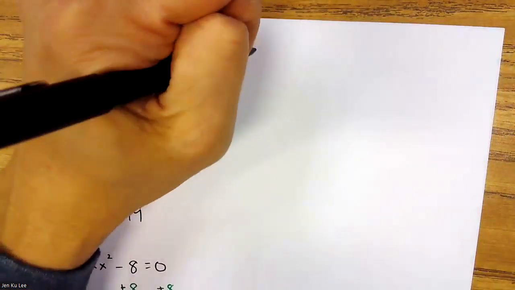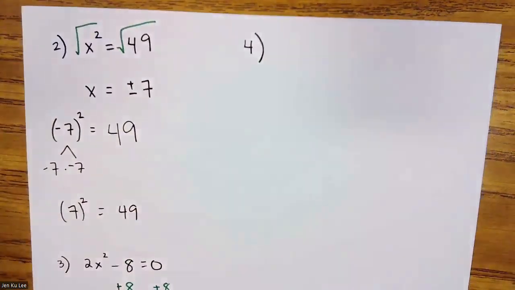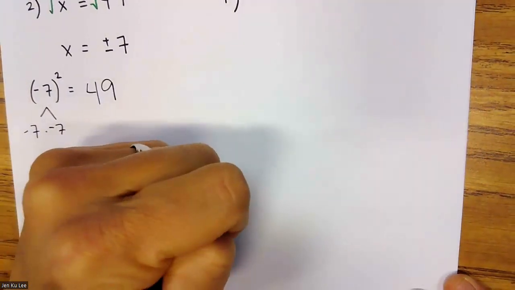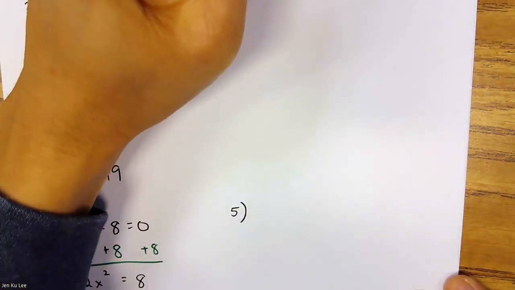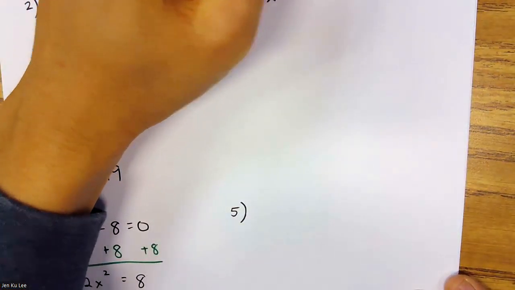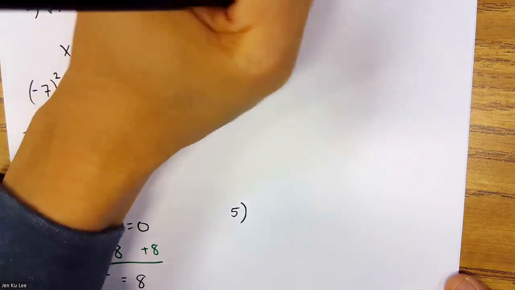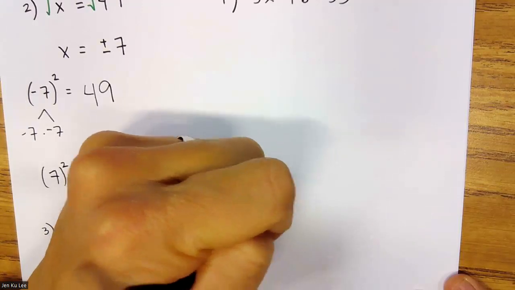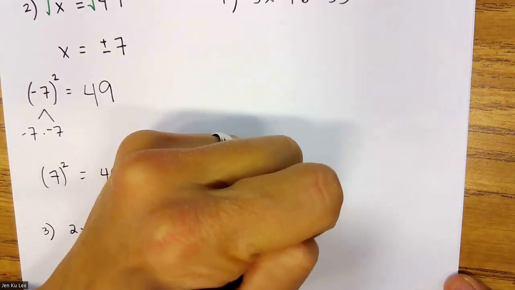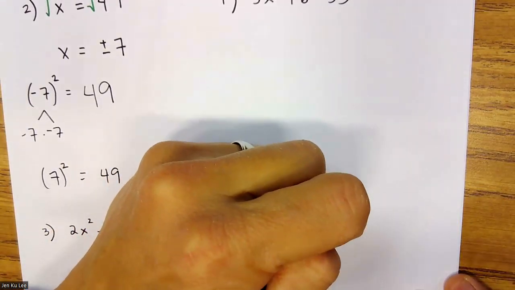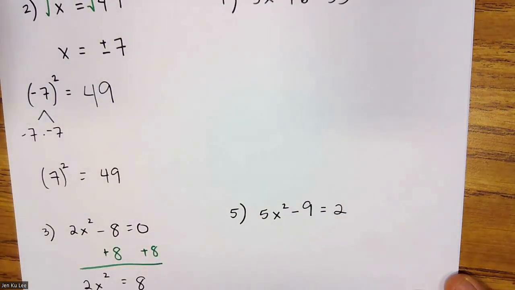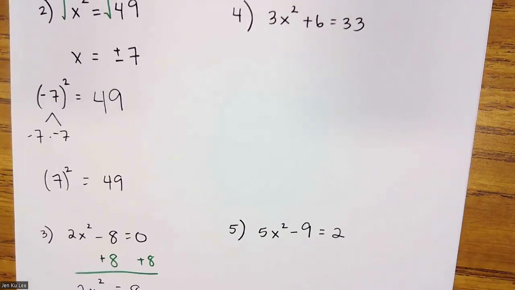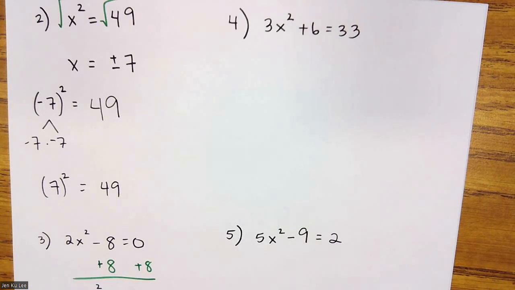I want you guys to try these two. Example 4 and example 5. 3x squared plus 6 equals 33. And 5x squared minus 9 equals 2. So try these two, 4 and 5, and we'll be back in a little bit.